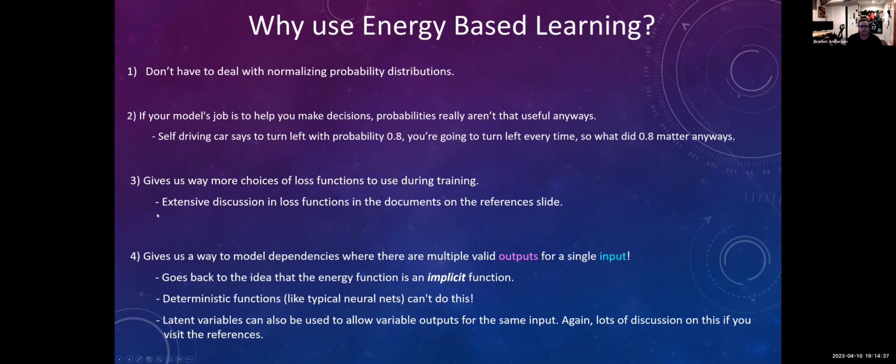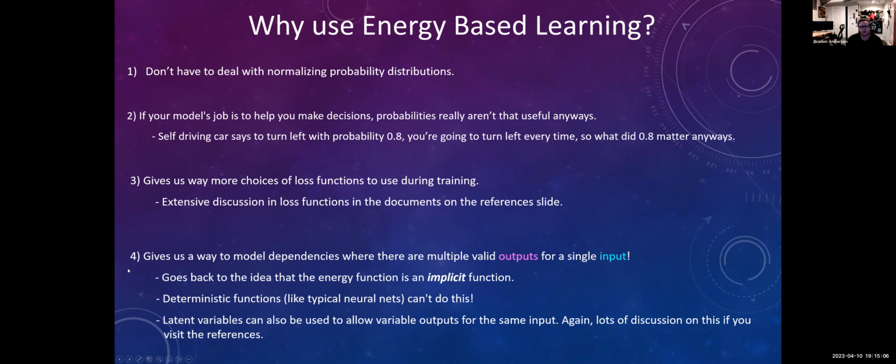Number 3 is something that I really wish I would have been able to dive more into in this discussion, but if you do go take a look at the references I'm going to share here in a minute, there's tons of discussion on alternate loss functions, because as soon as you decide you don't need probabilities anymore, that means you don't need the negative log likelihood loss, which opens the door to tons more loss functions that could be useful, potentially more useful in crafting an energy surface to model our dependencies.